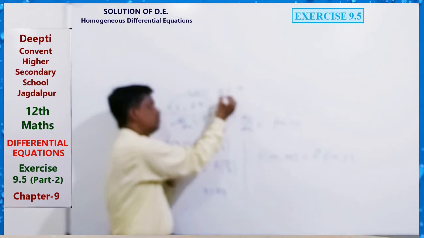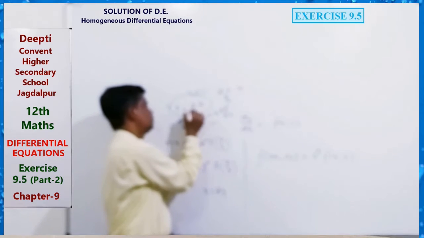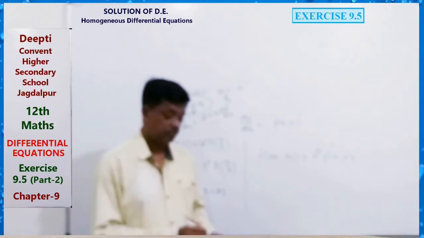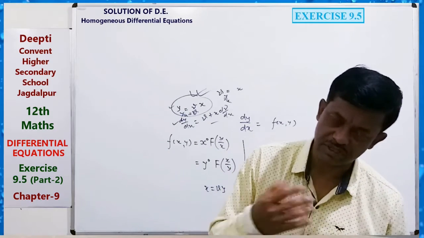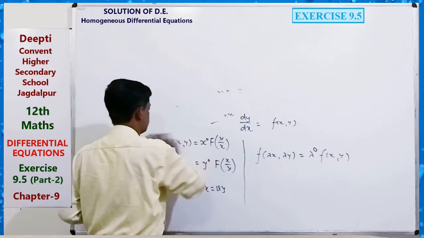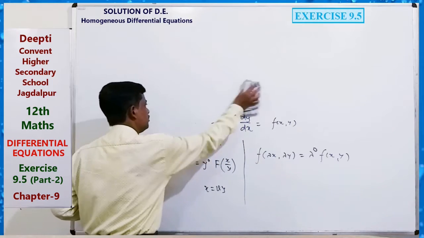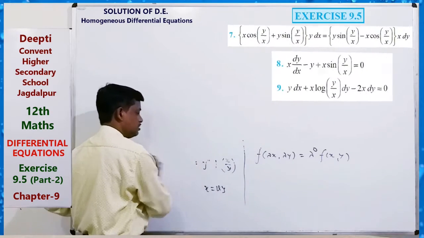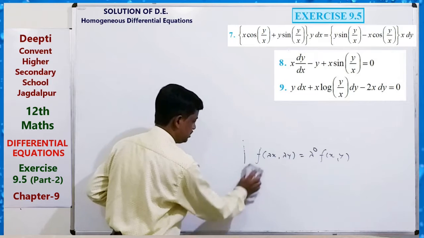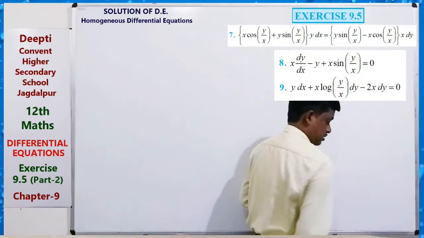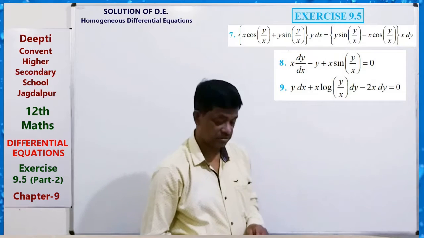Finally, we put b equals y by x here. Then we can get the solution of the original equation. Okay, this is the process of solving a homogeneous differential equation. So first of all, we are trying to show that the given differential equation is a homogeneous differential equation. Okay, so up to question 6 was completed.